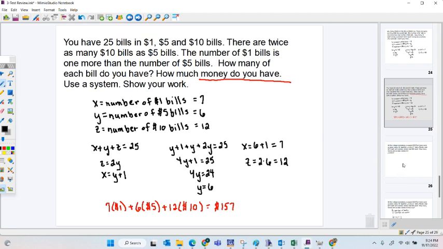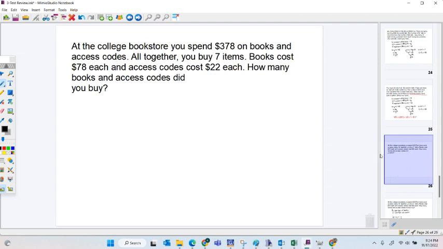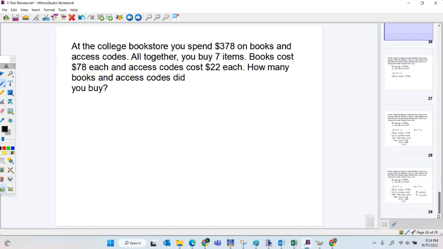Let's take a look at this last one. You spend $378 on books and access codes. And yes, that is the thing. Sometimes you will get an electronic book and they will give you access codes to how you can do your assignments. So you have to actually buy those and then you don't get to keep them. So it's kind of annoying. But you might have to buy books and access codes. And together you buy 7 items.